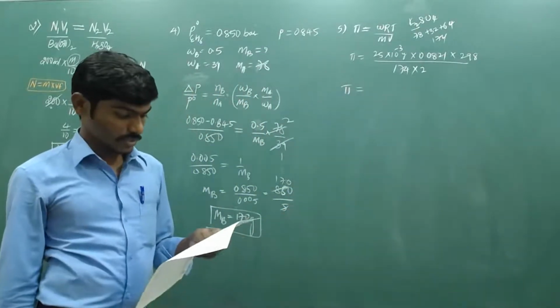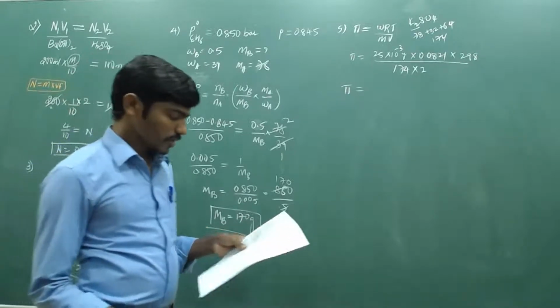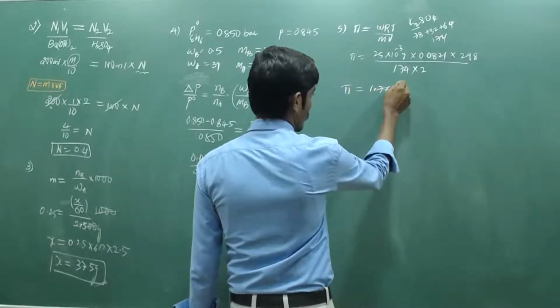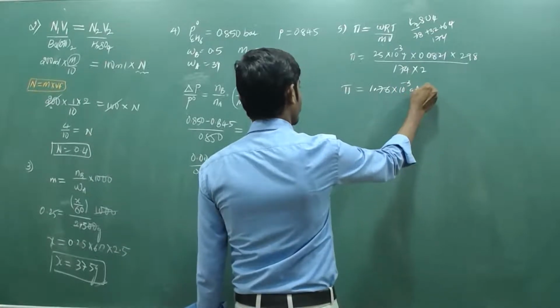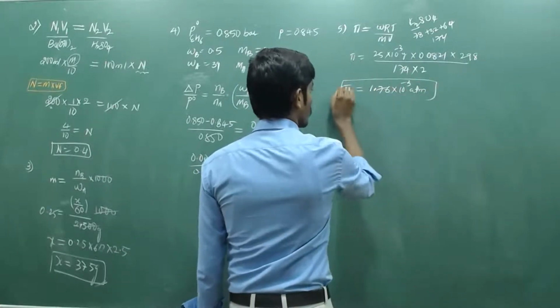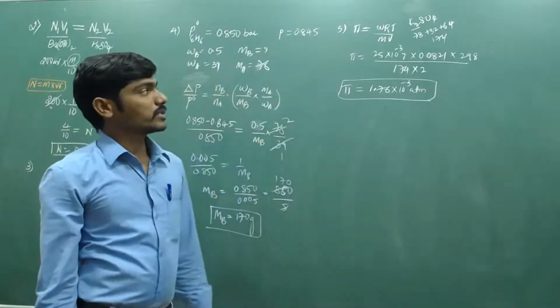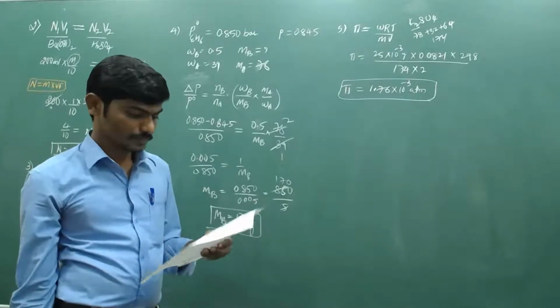Verify. What is the answer? That is 1.76 into 10 power minus 3 atm. Osmotic pressure of this solution is 1.76 into 10 power minus 3 atm. Next question.